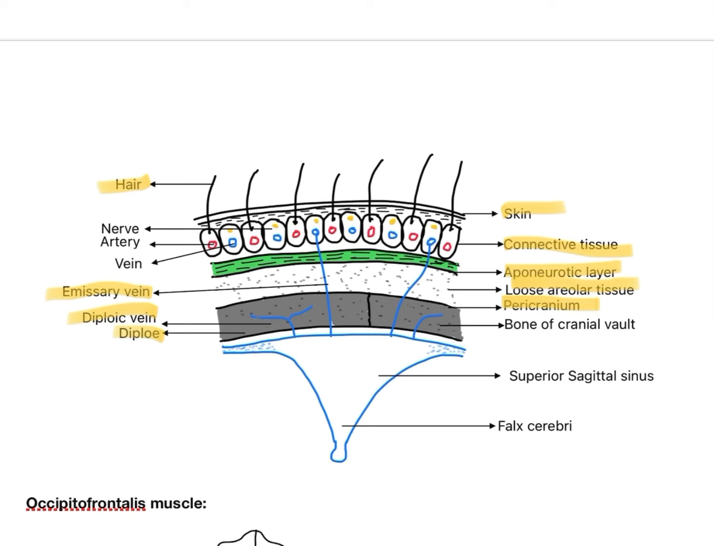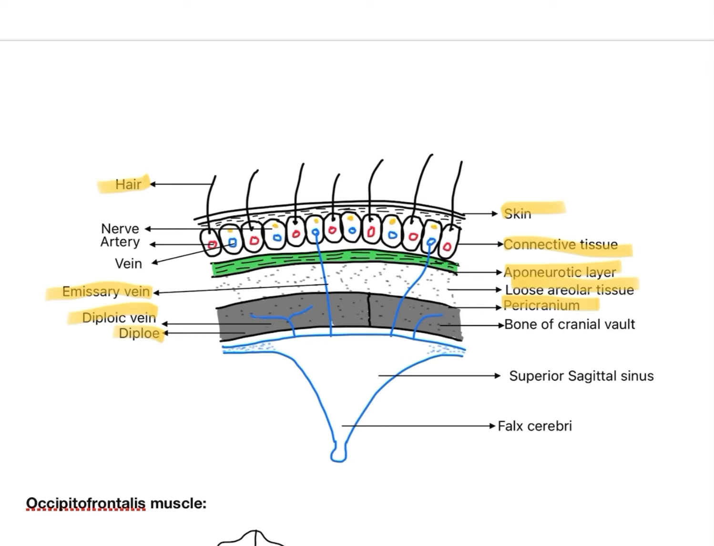The next layer of scalp is connective tissue, also known as superficial fascia. The superficial fascia of scalp is made up of dense fibrous connective tissue. Hence, the layer is also known as connective tissue. The fibrous connective tissue is firmly adherent to the above layer, skin, and the below layer, aponeurosis. So, it attaches firmly to the above and the below layers.